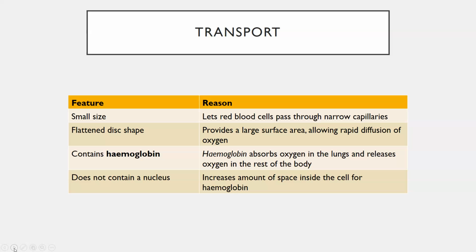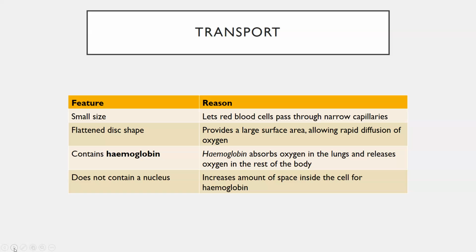They are also a flattened disc shape. Now this means that they have a large surface area so that oxygen can be diffused easily and readily. And then most importantly, we've got hemoglobin. Hemoglobin is a protein, and this is where oxygen attaches. So we have oxyhemoglobin.